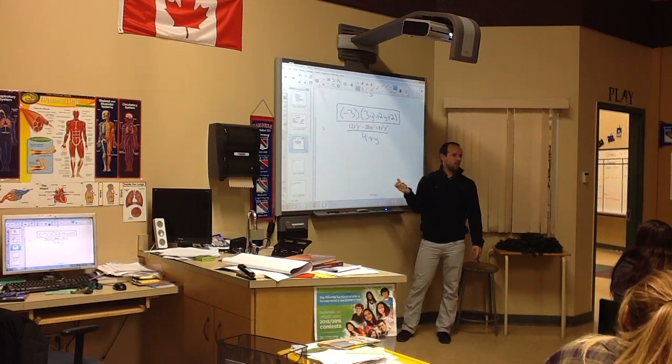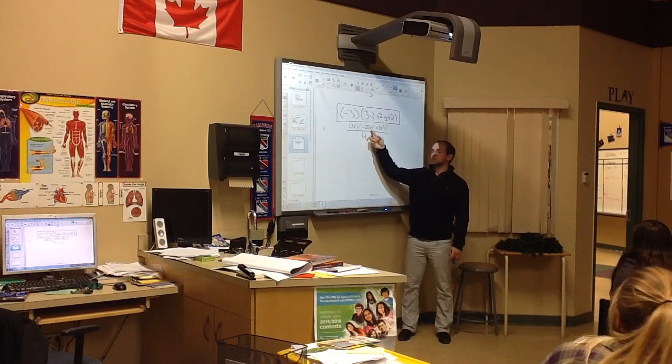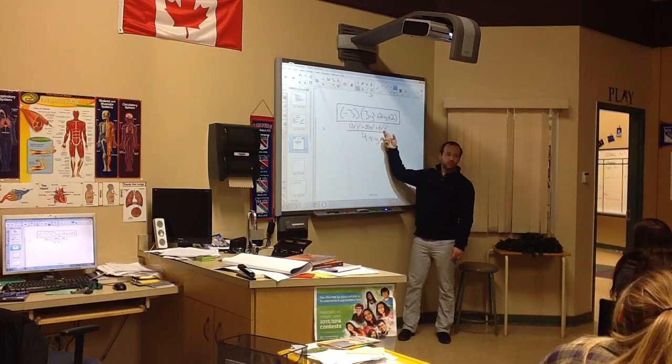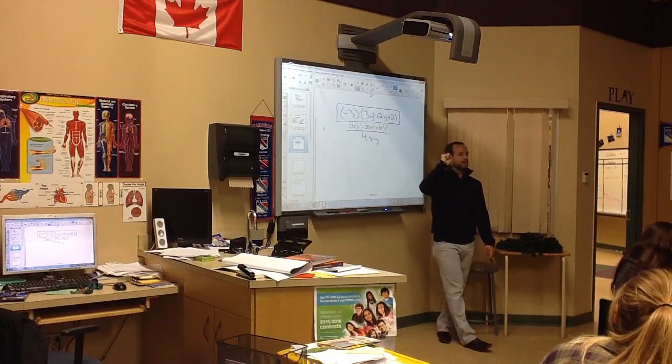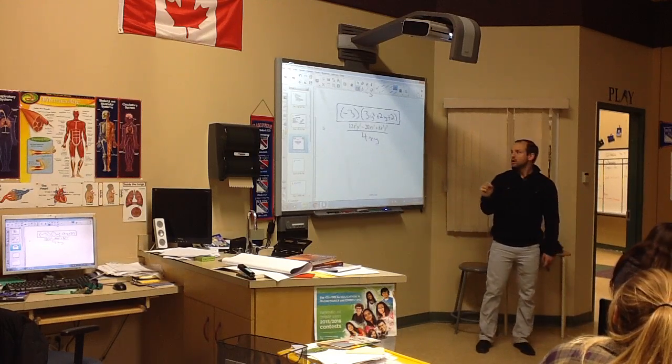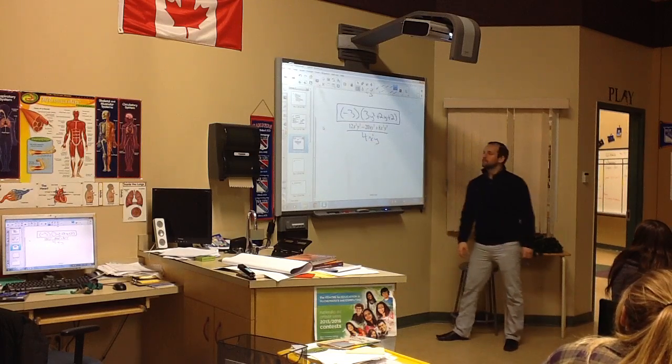What happens if I take more than 1x? Do I have enough x's here? If I take 2 x's out, I can take 2 here. Can I take 2 x's out of here? I can take 2 x's out of here, but I can't take it out of this one. I have to be able to take at least one thing out of all three. So having said that, I can take 1, so I'm just going to put a little 1 to remind me.